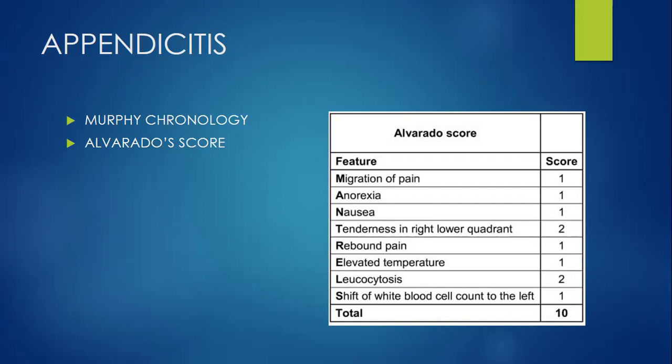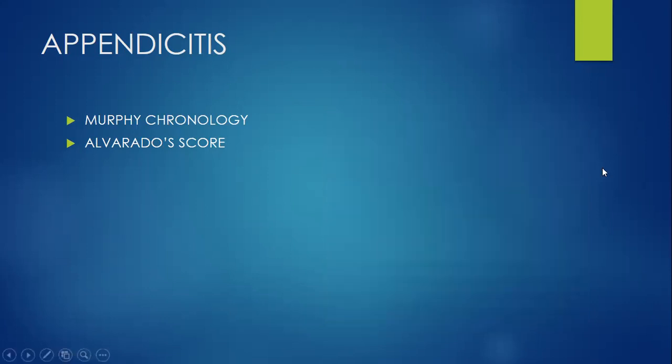Okay, elevated temperature, leukocytosis, and shift of the blood cell count to the left. In Spanish it would be desvío a la izquierda, right? So the higher this Alvarado score gets when we have this patient, the more possibilities there are of it being an appendicitis, okay? So it just tells us about the possibility of appendicitis.